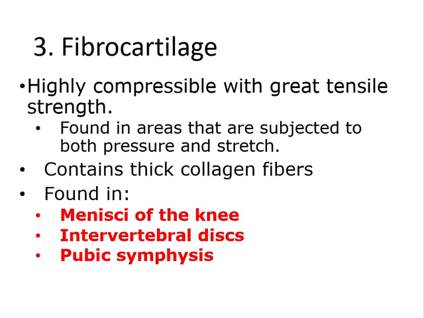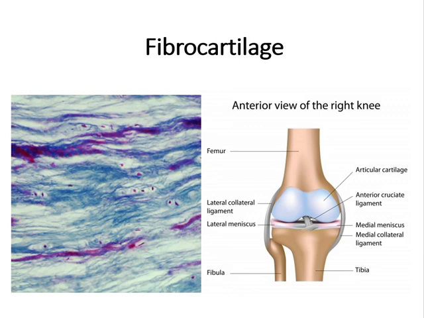And then fibrocartilage is by far the most highly compressible and has the most tensile strength of any of the other types of cartilages. So it's found in areas that are subjected to essentially the most pressure and stretch, but still areas that are going to rely on flexibility. It contains very thick collagen fibers, and it can be found in areas like the meniscus of the knee, so that's between the femur and the tibia, intervertebral disc between your vertebrae, and at the anterior aspect of the pubic bones, or an area called the pubic symphysis, where we have an anterior connection of those hip bones. So those are just some examples of where we find fibrocartilage.